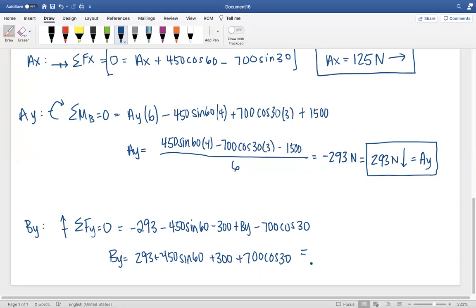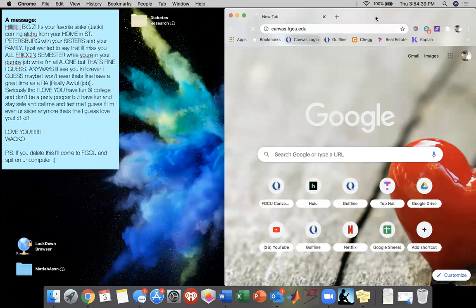So I have 293 plus 450 sine 60 plus 300 plus 700 cosine 30. I got 1588.9, which I don't recall being the answer from last time, but let me double check. Oh, for the record, I am not looking at a solution right now, and I'm trying to make this a short video, so there's a definite possibility that I messed something up. So let's check the answer key. Oh, I did not mean to stop sharing.